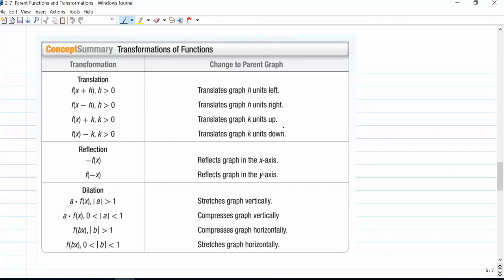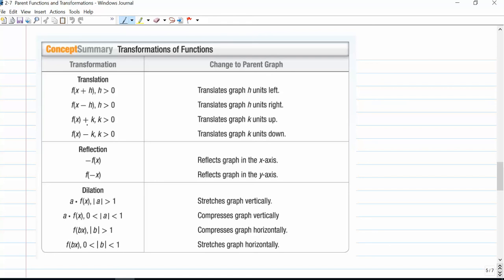Now, the most confusing part of this is if you have x plus something inside the function, that's going to actually move the graph to the left. It's kind of counterintuitive. We think of plus going to the right, but it's actually to the left. And then if there's an x minus a number inside the parentheses, then it's going to move the graph to the right. So kind of the opposite direction, because we tend to think of negative to the left.